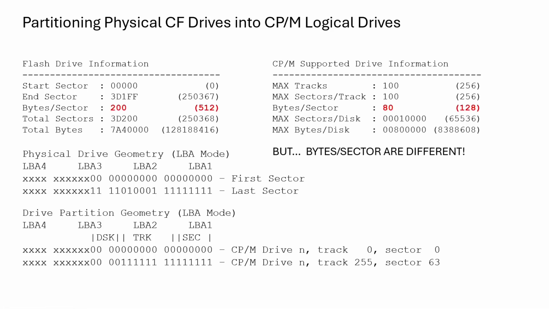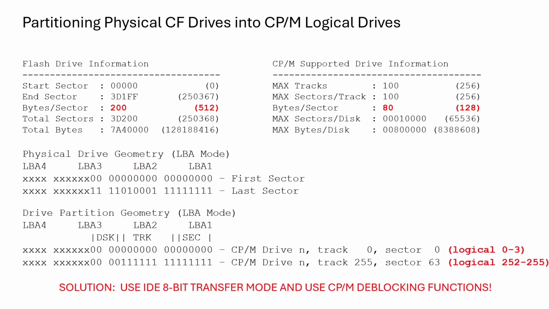That still leaves me with one problem, and that problem is that my CF drive supports 512 byte sectors, and that's all, whereas CP/M is expecting 128 byte sectors. So I could just map things the way they are. I would be wasting 3/4 of the drive. So the question is, how am I going to maximize utilization of this CF drive with CP/M? It turns out the answer is very simple. Just put this CF drive in 8-bit transfer mode and then use the CP/M deblocking functions.